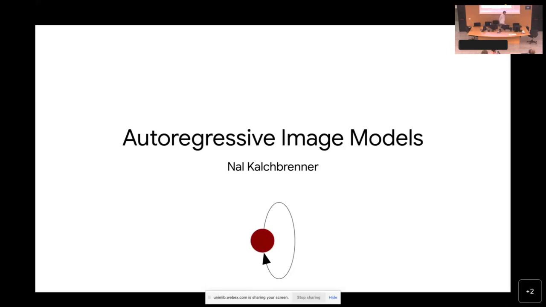So I will talk about autoregressive image models. It's a statistical subject, but obviously it's also a very computational one. So especially in the first part of the talk, when we talk about the more foundational aspects of the models and of the subject, it's nice if you think about the algorithmic computational aspects of it.